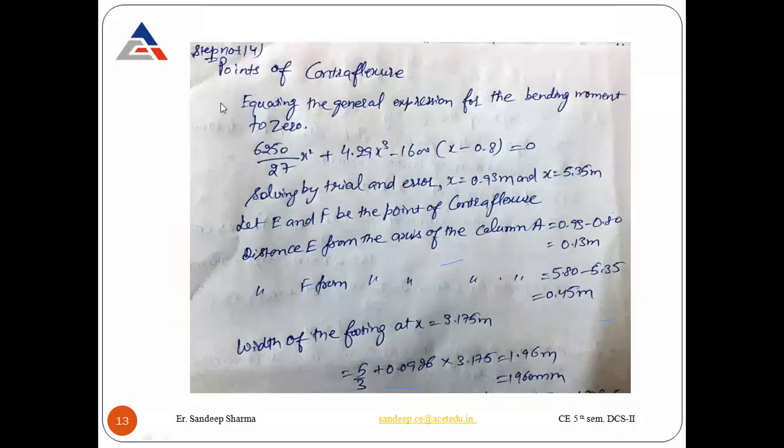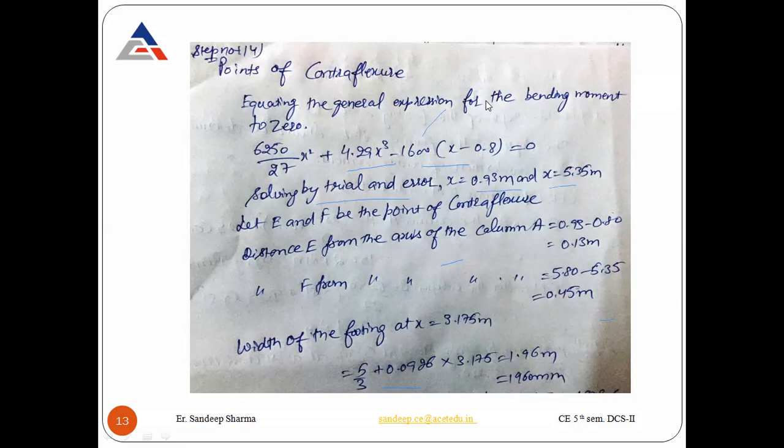Then the point of contraflexure, you can also calculate with this expression. Equating the general expression for the bending moment to 0, the x distance here is where the bending moment is 0. Up to that distance from the left edge, this is the load we have, this is the x distance, and this one is the projection. So here you can calculate the value of x for the point of contraflexure. With the help of this quadratic equation, after solving you will get x equal to 0.93 meter and x equal to 5.35 meter.